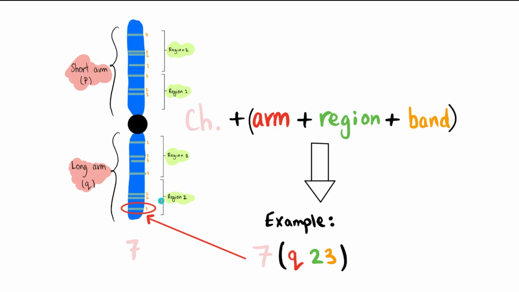And then finally, we're going to identify the band. The bands are basically within the region, 1, 2, 3, 4, depending on which bands are there. And in this case over here, we also have 1, 2, 3, 4. So here it's band 3. So this is how we name it. Chromosome 7, that's the whole chromosome. Long arm, so 7q. Region 2, band 3. This is not 23, this is region 2, band 3.